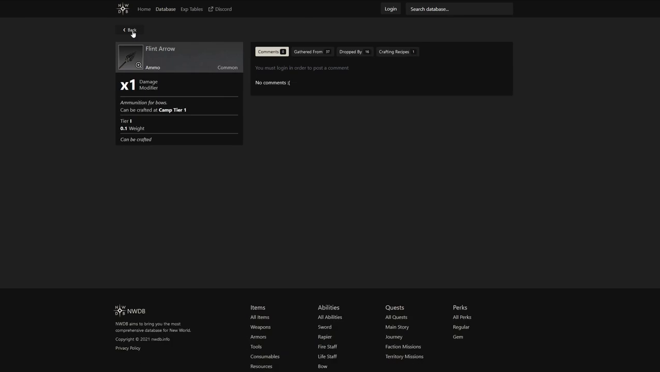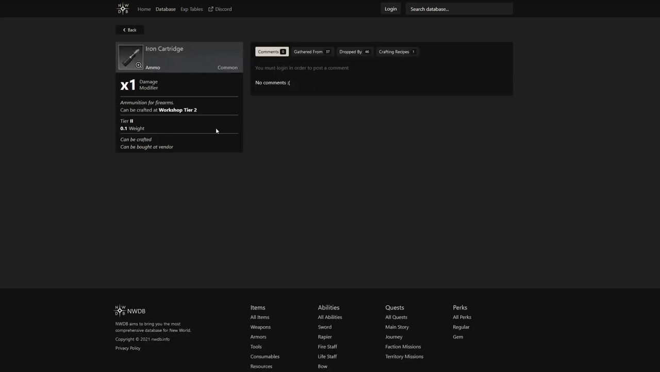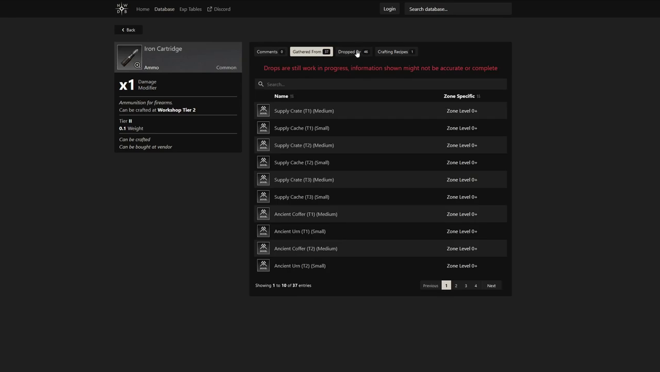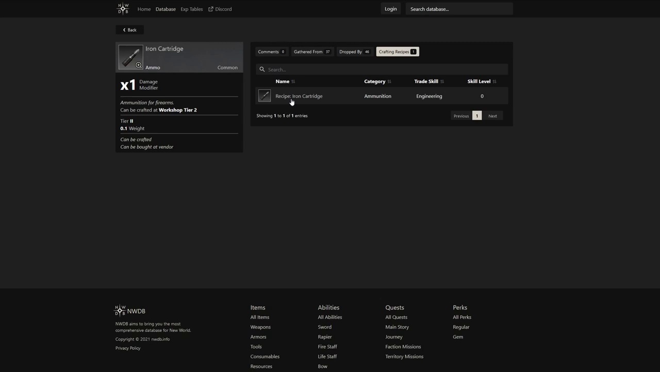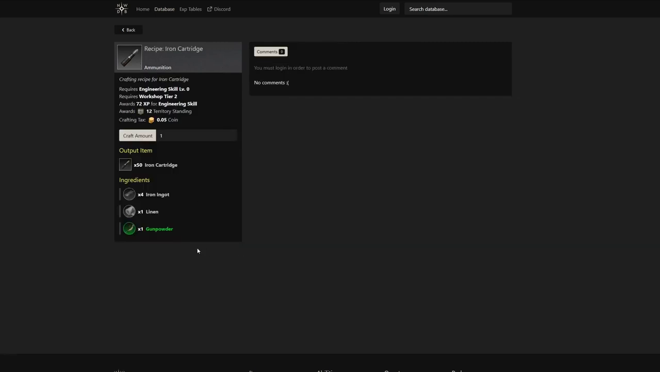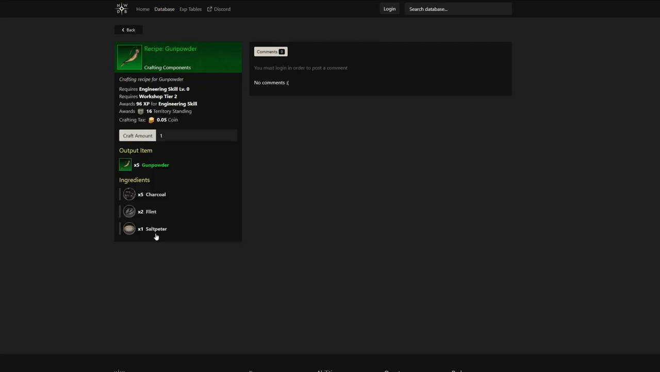Anyone can do it. If we actually jump back though, we can see how hard it is to craft that tier 2 beginner cartridge for the musket. So here we see the iron cartridge. We can see that it's gathered from pretty much the same amount of things, dropped by the same amount of things. However, the crafting recipe is going to be a little bit harder, and that's because it's going to require gunpowder. So what is gunpowder? Gunpowder is going to be a little bit harder to craft because of the saltpeter.